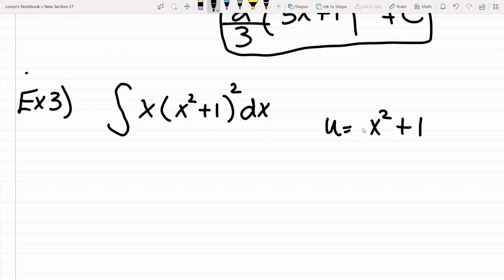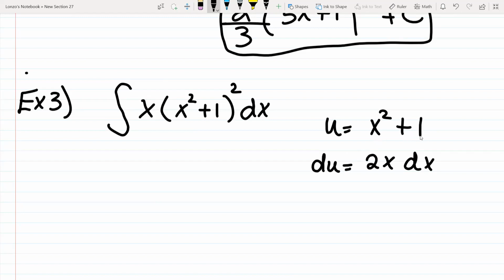Let's see if this would be the appropriate U substitution. So if I take du, the derivative of x squared is 2x, the derivative of 1 is 0, and then don't forget the dx. Now, this one is going to be kind of different because you could use change of variables, but because we don't have any boundaries, I don't think we have to. This is the correct u.